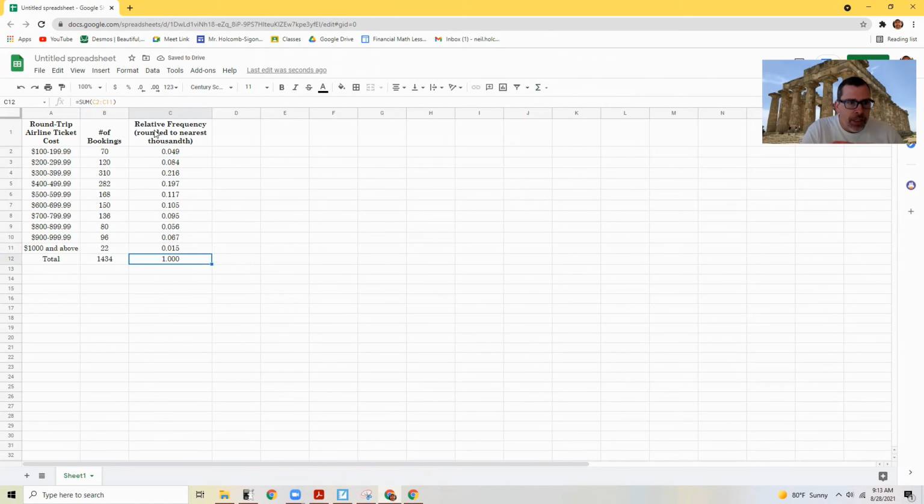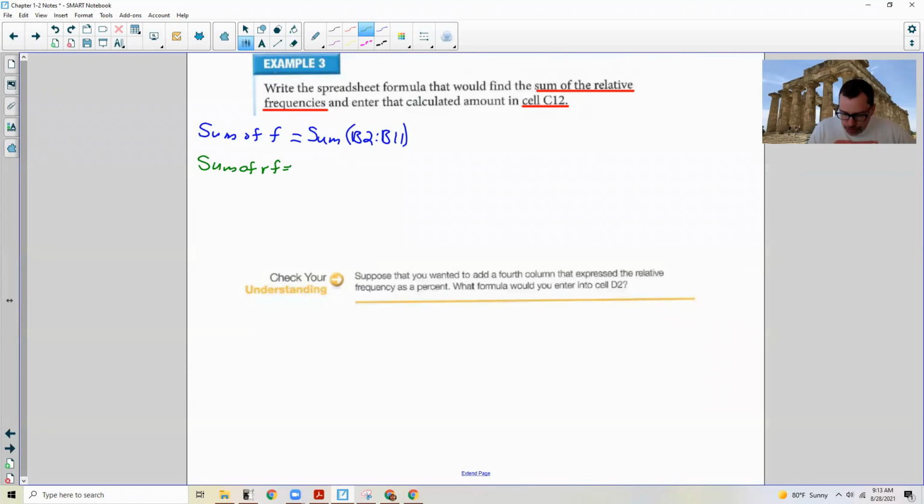So my formula could be the sum of C2, whatever was here, plus all the way down to C11. All right, so now if I go back to here, I'm going to say the sum of my relative frequency is the sum of C2 through C11. And what that means is C2 plus C3 plus ... plus C11. All the C column cells from 2 to 11.